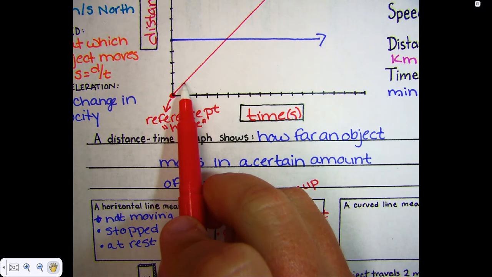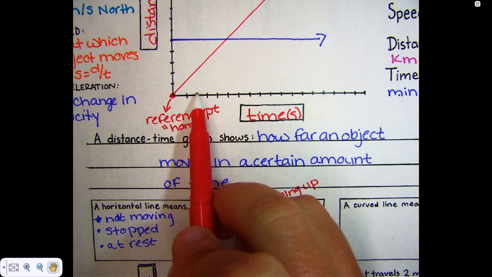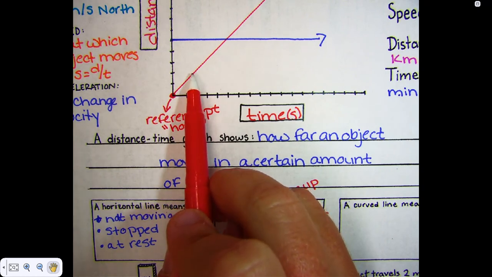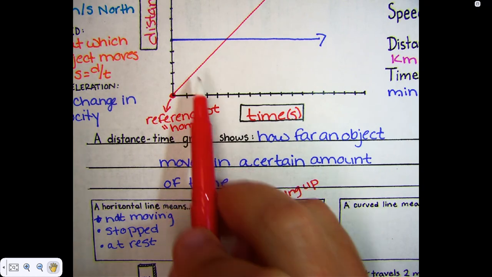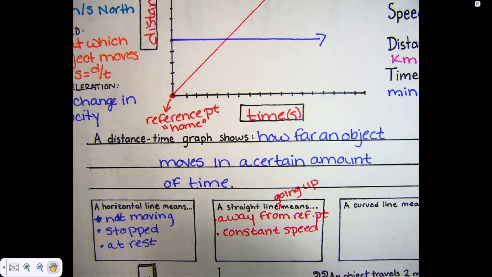So right here, I'm going 1 meter in 1 second. Here, I went 2 meters in 2 seconds, which is a speed of 1 meter per second. This one, 3 meters in 3 seconds, which again is still 1 meter per second.